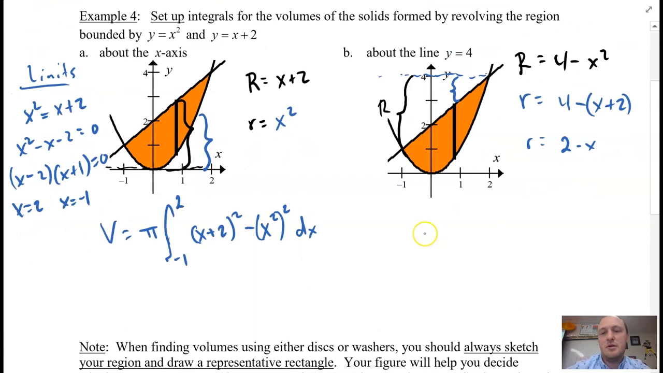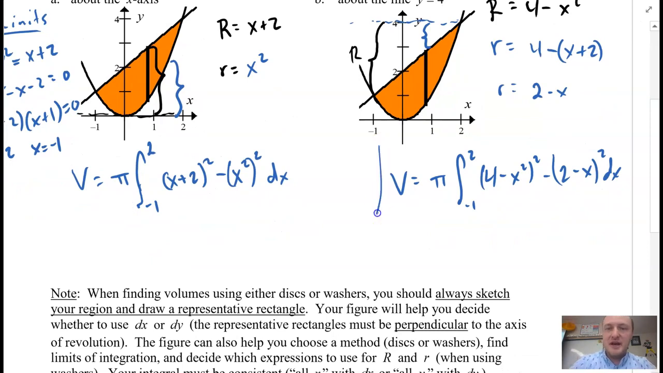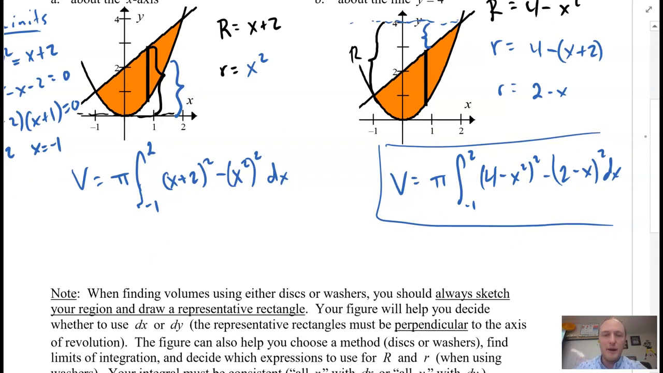So thus our integration will be from pi times, again, negative 1 to 2 of big R squared, so 4 minus x squared, squared, minus little r, which is 2 minus x, squared, dx. And that's it. That's just setting up utilizing the washer method.